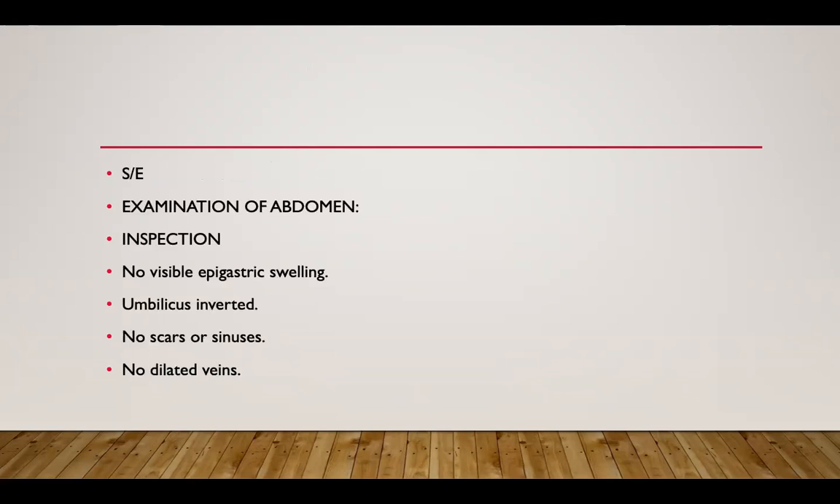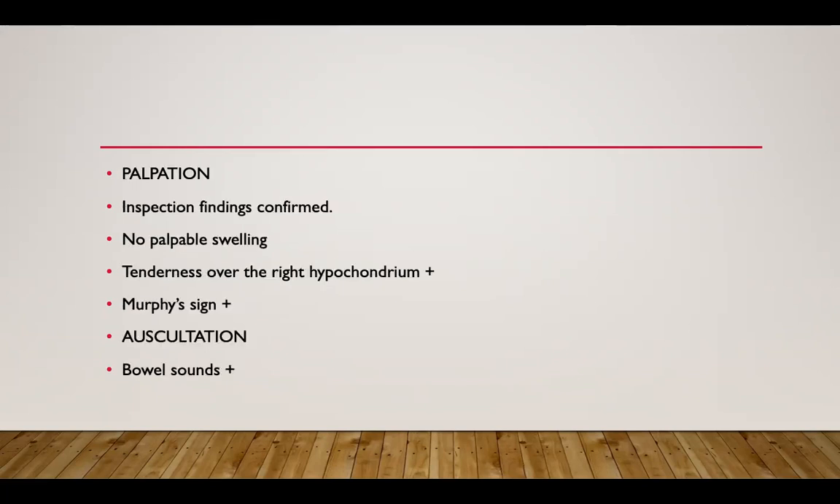On systemic examination of the abdomen, on inspection, there is no visible epigastric swelling. The umbilicus is inverted. There are no scars or sinuses. There are no dilated veins. On palpation, the inspectory findings were confirmed. There are no palpable swellings. There is tenderness over the right hypochondrium. Murphy's sign is positive. On auscultation, bowel sounds are present.